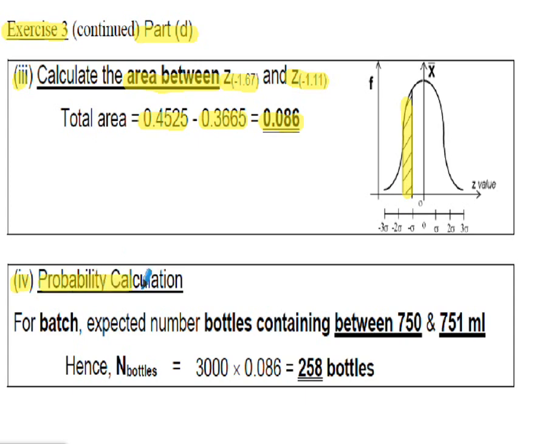Step 4 is the probability calculation. So for a batch of 3,000 bottles, the number of bottles containing between 750 and 751 millilitres is simply 3,000 times our probability, which is 0.086. So 258 bottles. In other words, of a batch of 3,000 bottles, we would estimate 258 of them lie between a contents of 750 and 751 millilitres, assuming our batch is normally distributed.